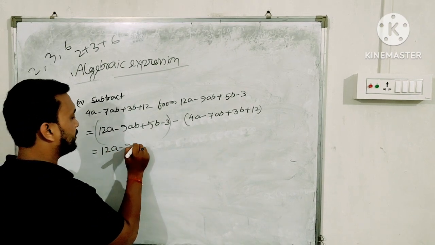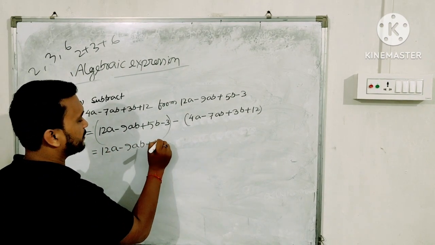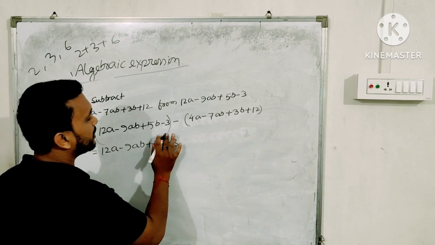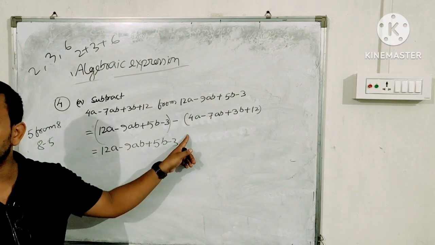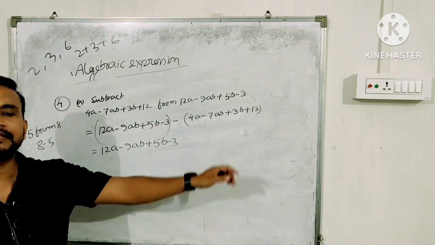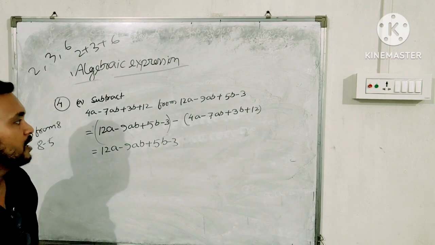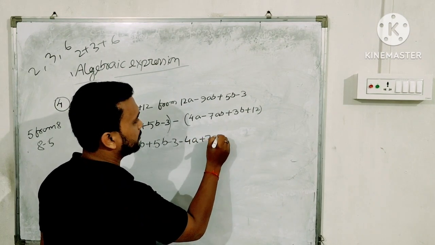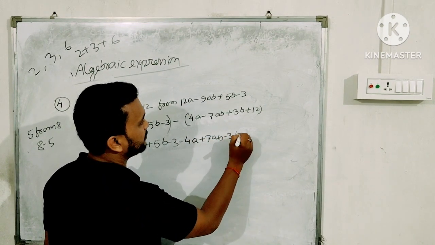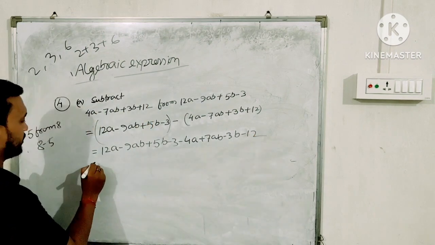One important step in this question is whenever there is a negative sign before a bracket, after removal of the bracket, the sign before the terms will be changed. Plus 4a is minus 4a, this will be plus 7ab, this is minus 3b, this is minus 12.